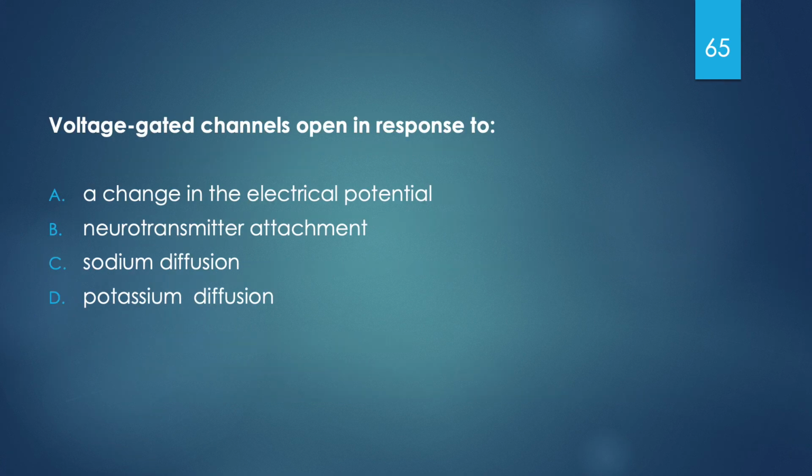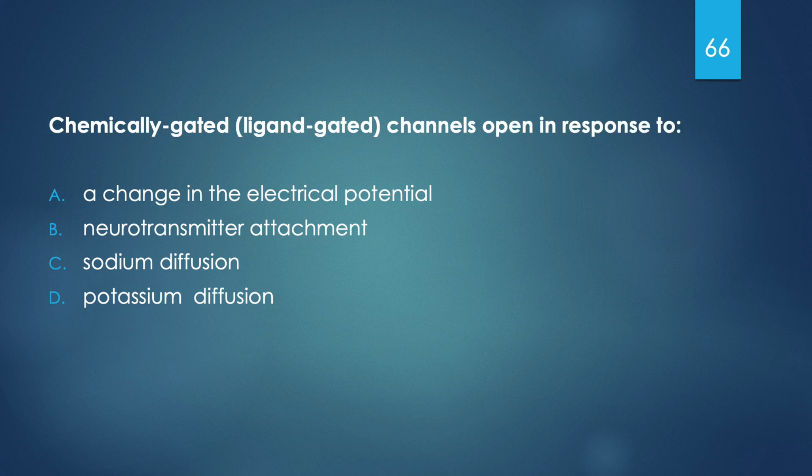Pop quiz time. Voltage-gated channels open in response to A, a change in the electrical potential, B, neurotransmitter attachment, C, sodium diffusion, or D, potassium diffusion. If you thought a change in the electrical potential, you're right. That one might have been a bit too easy. Let's try a few more that are a little trickier. Chemically gated or ligand-gated channels open in response to A, a change in the electrical potential, B, neurotransmitter attachment, C, sodium diffusion, or D, potassium diffusion. Well, this one might be a little trickier, but I'm going to guess that you probably got it.